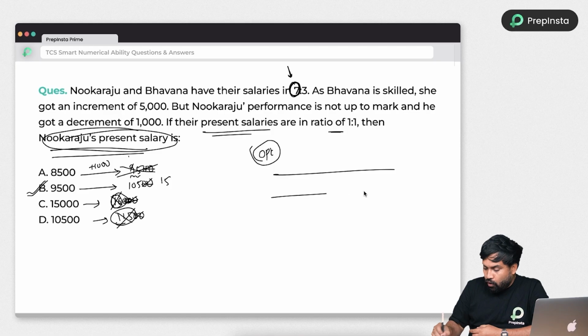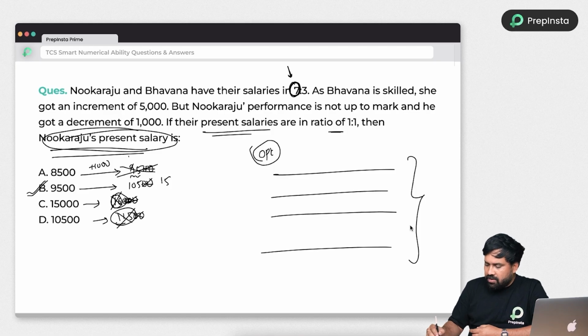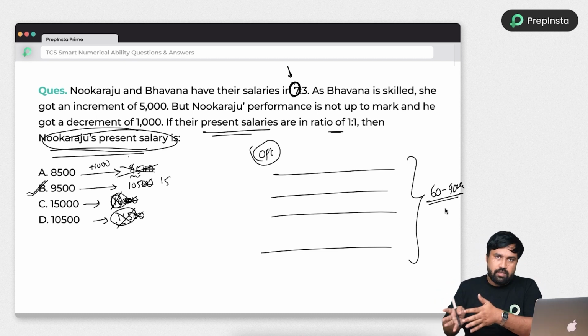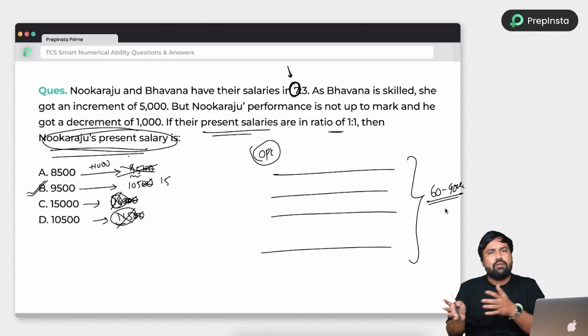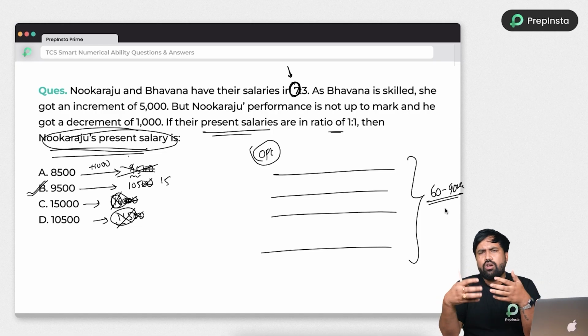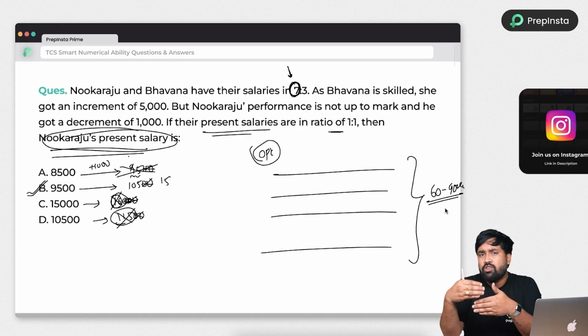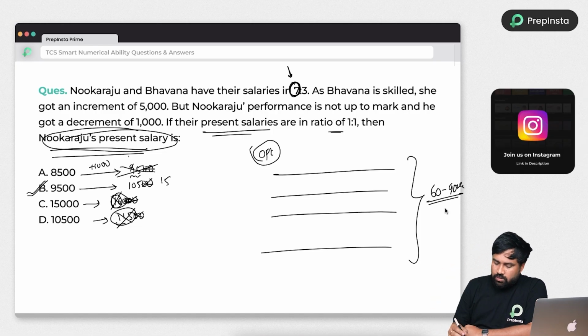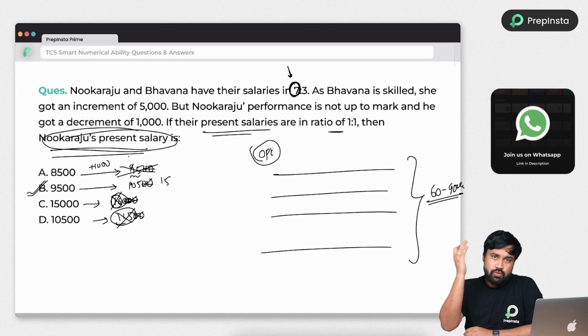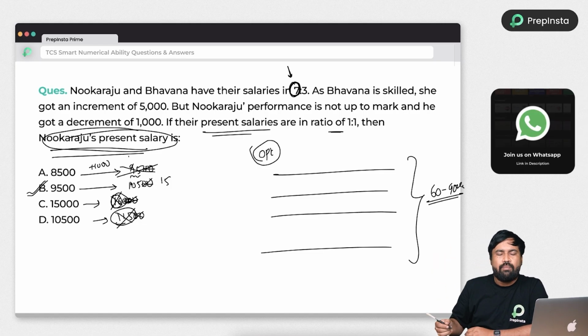Earlier I did 4 steps, even that took approximately 60 seconds to 90 seconds. But if I know these types of approaches and short methods, like the option elimination method, sometimes I will go with the unit digit method, sometimes I will go with the digit sum concept. These are all shortcut methods for improving your speed, right? So if you see, even this addition of 1000 I will do virtually. I won't even write it on pen and paper.